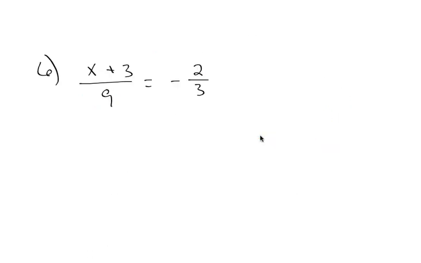This is problem 6 in your worksheet. I have x plus 3, and I'm just going to put this in parentheses here. So the quantity of x plus 3 over 9 equals negative 2 over 3. So let's be careful here because we have a negative sign.